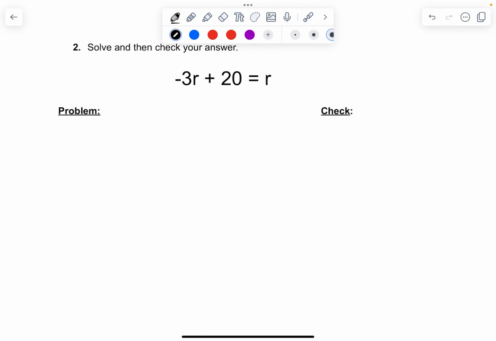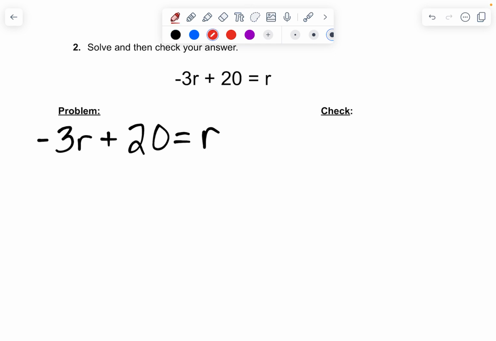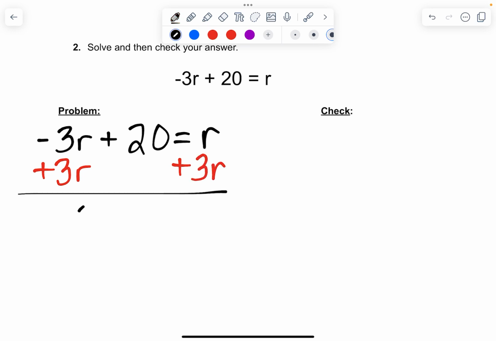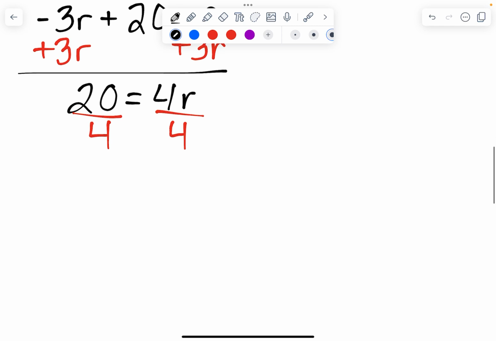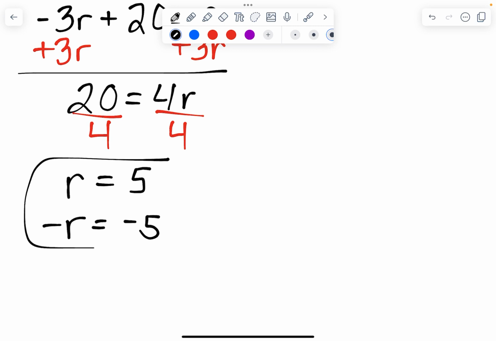Notice I changed variables. So negative 3r plus 20 equals r. Again, I don't really like those negative variables or negative numbers, so I'm going to add 3r to each side. And I end up with 20 equals 4r. I'm going to divide both sides by 4. And I end up with r equaling 5 and negative r equaling negative 5.